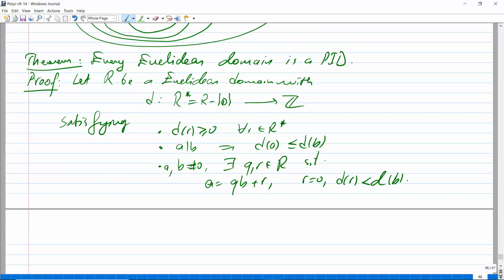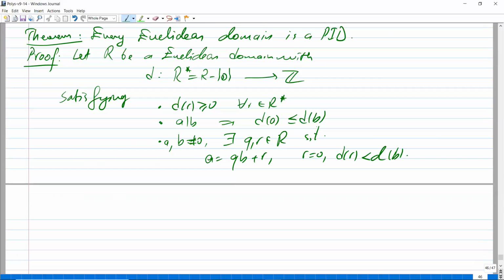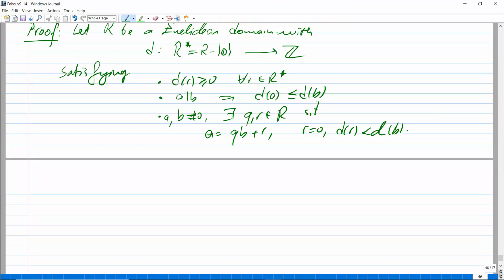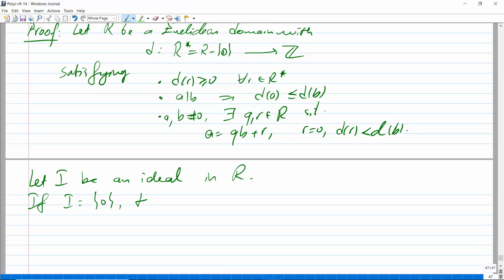Now, let's show that this Euclidean domain is a PID. So let's take an ideal. Let I be an ideal in R. If it consists of only zeros, then it is generated by 0. So this is a principal ideal. Principal ideal means it is generated by a single element.